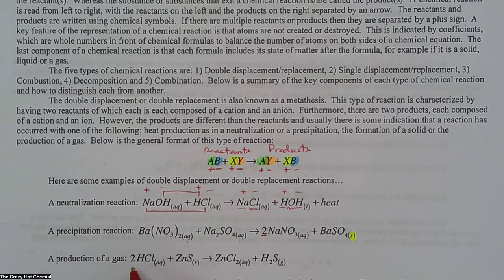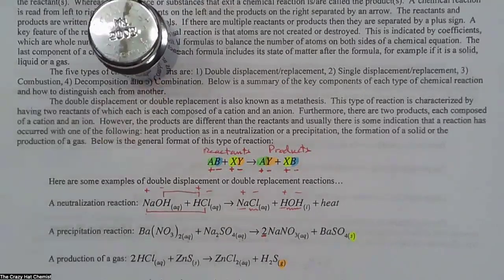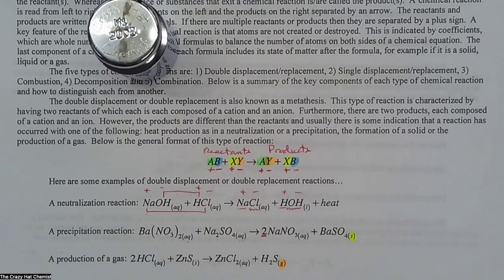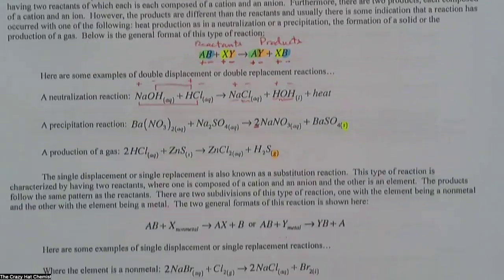Okay, here's a production of a gas, and that is hydrochloric acid plus zinc sulfide yields zinc chloride and hydrogen sulfide, and this is a gas-producing reaction as hydrogen sulfide is a gas. Perfect. So that is right there. Those are 3 examples of double displacement, double replacement reaction. So let's scroll this on up and we'll do the next type of reaction.